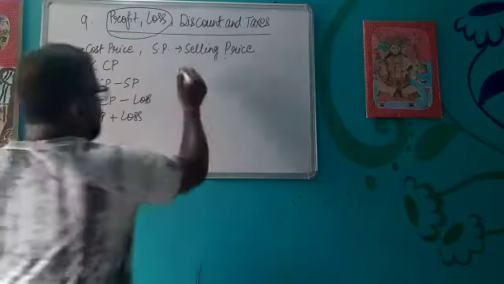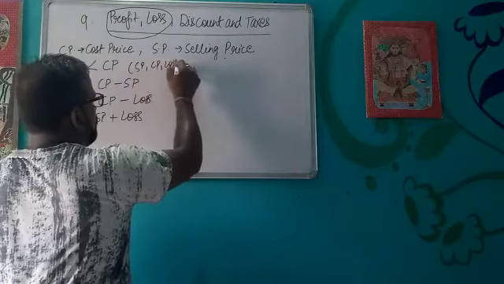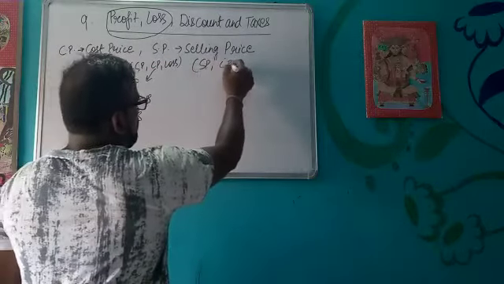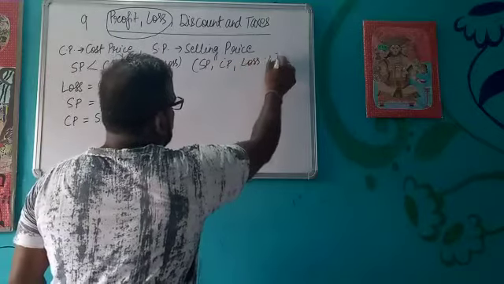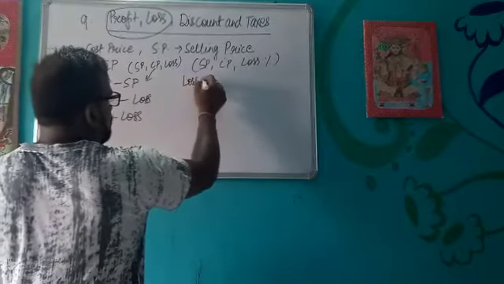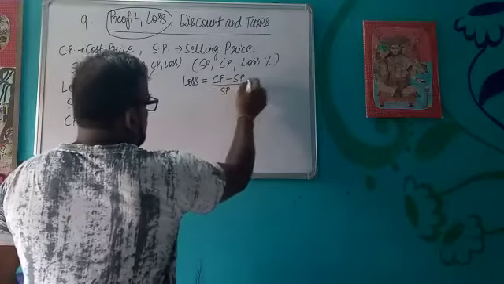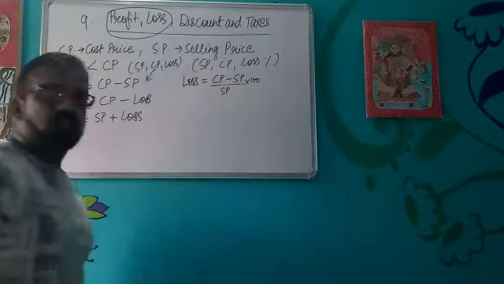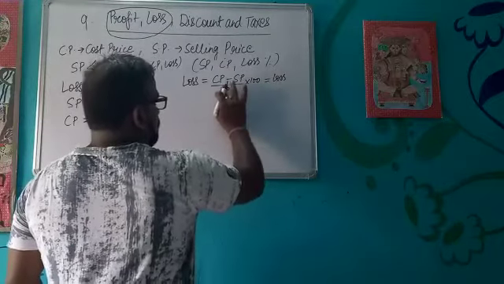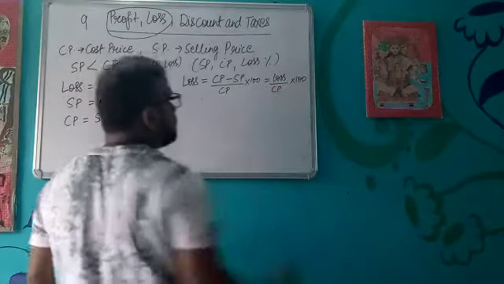Likewise, when SP, CP and loss are given, you will use this set of formulas. Now when SP, CP and loss percentage are given, in that case these will be our formulas. Loss percent, you simply change the sign and you can write it like this. Or if loss is given and CP is given, you can straight away use this formula.